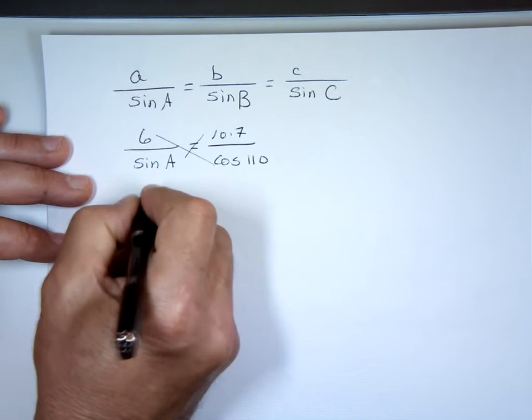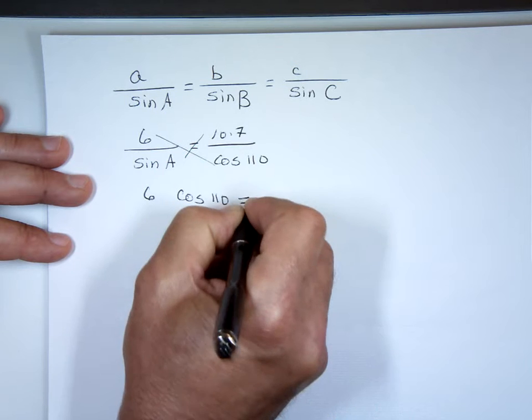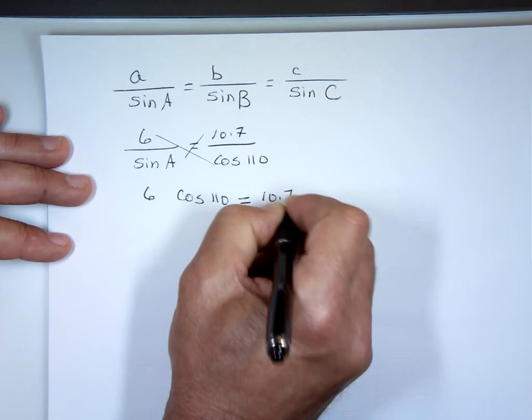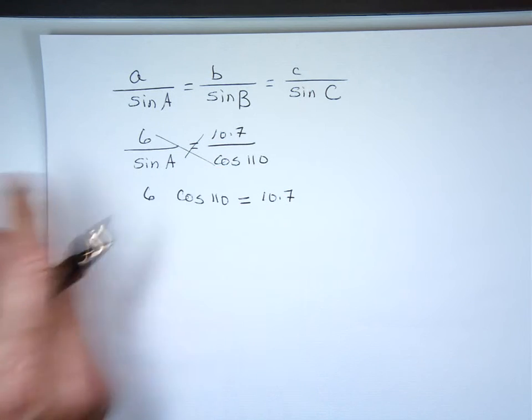Six times cosine 110 equals 10.7. What did I say cosine? That's a sine, right?